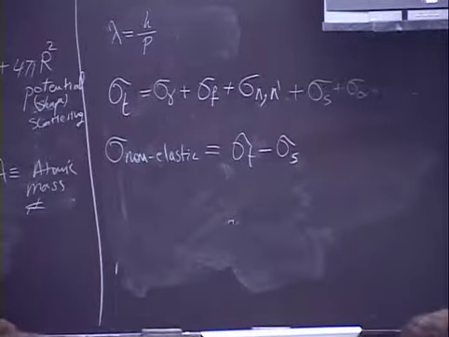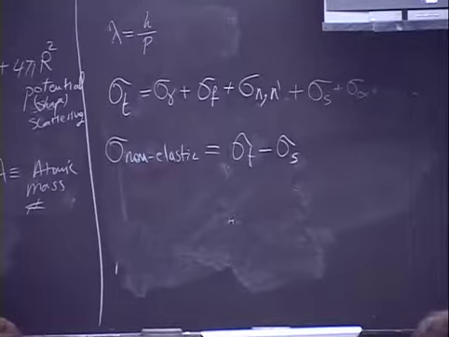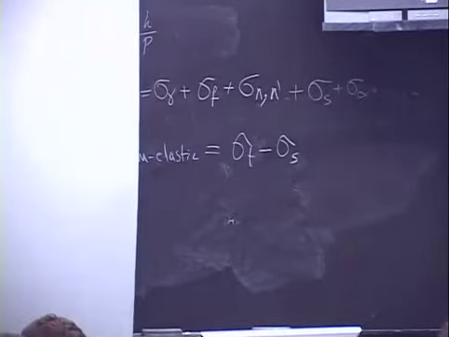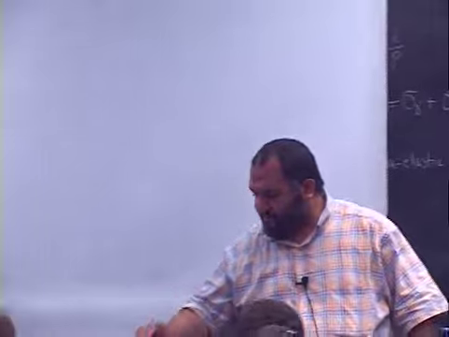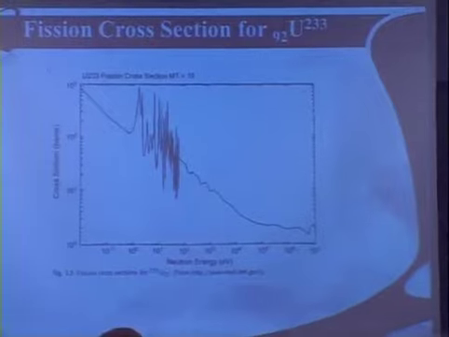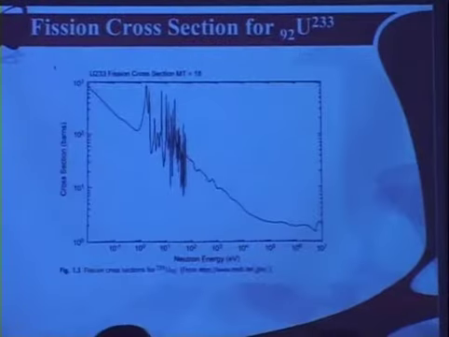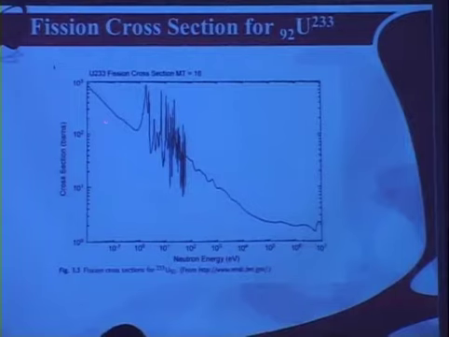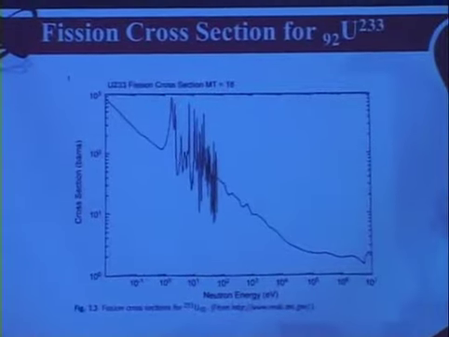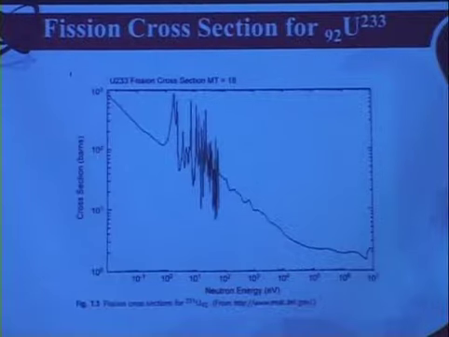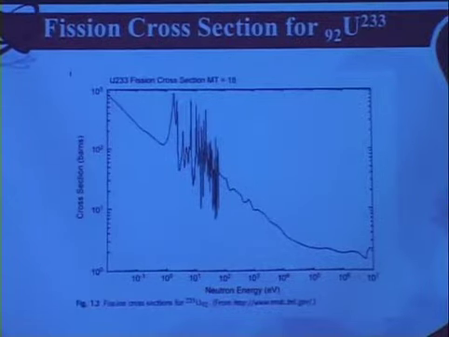Now, let's move on and show you some of the cross sections. Okay, so if we look here, this is the fission cross section for uranium-233. This is called material number equal to 18. This is just a definition for each one of the materials like uranium and so on. And this we will usually find in the nuclear evaluated data libraries.